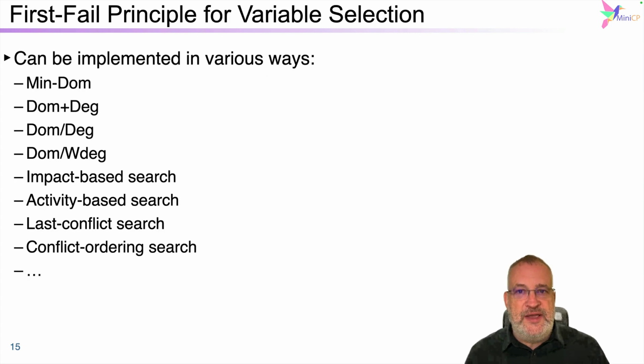Well, there are several ways, and we're going to look at a variety of options that all abide by that principle. We'll start with min-dom, which is the simplest, but we'll look at dom plus dog, dom over dog, dom with wdog, impact, activity, last conflict search. So we'll touch on a few things. But let's start with the easy stuff first.